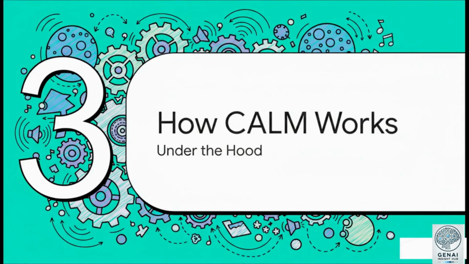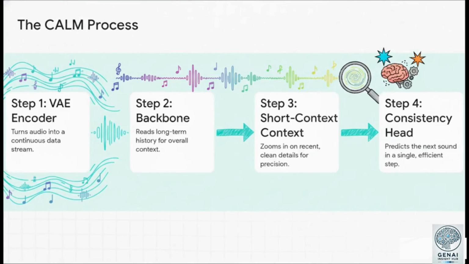All right, so we've got our continuous data, our infinite paint palette. Now let's pop the hood and see how the Calm engine actually works. It's a really clever setup that manages to look at both the big picture and the tiny details at the same time, all to predict the next sound with, and this is the key, incredible efficiency. It really breaks down into 4 main steps. First, you've got that VAE encoder we just talked about. Its job is to turn the audio into that smooth data stream.